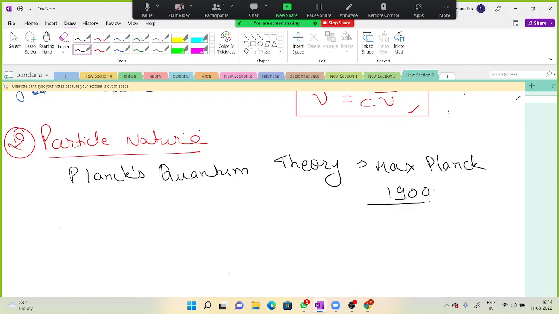Further, it was extended by our Einstein sir, because Einstein is everywhere, in the year 1905. So this theory was extended by Einstein. If he were not there in physics, physics would be totally incomplete without him.